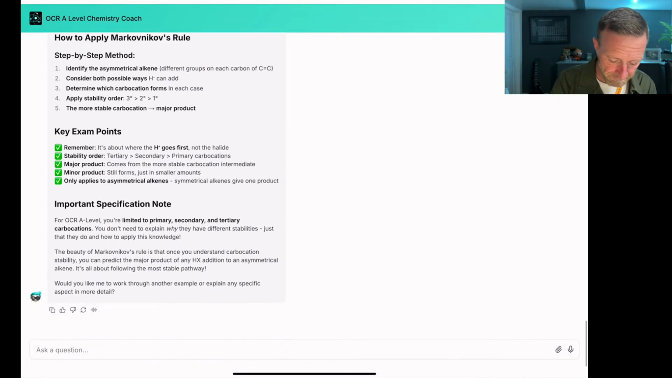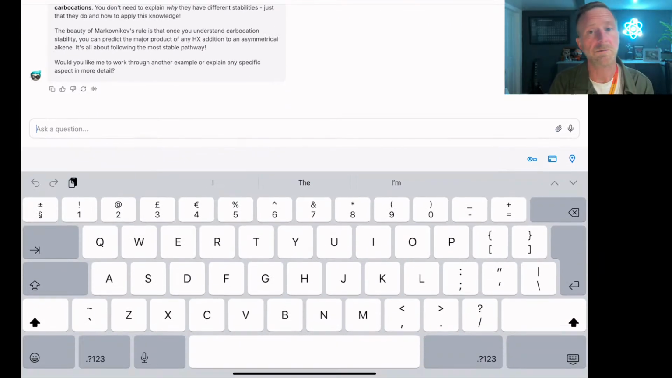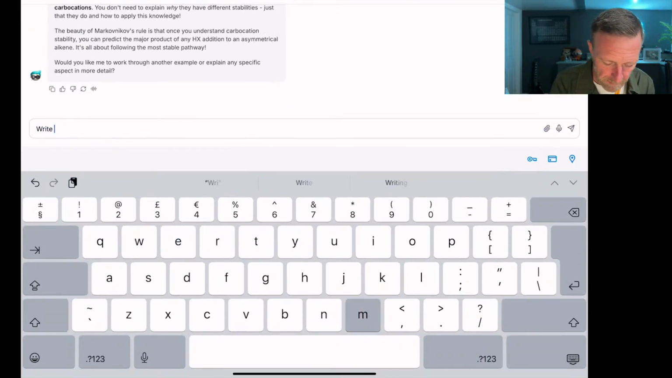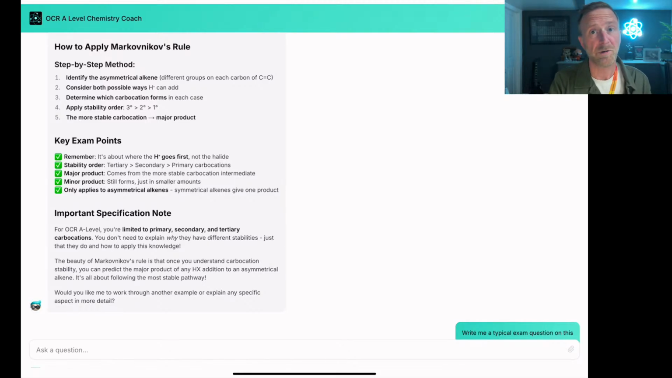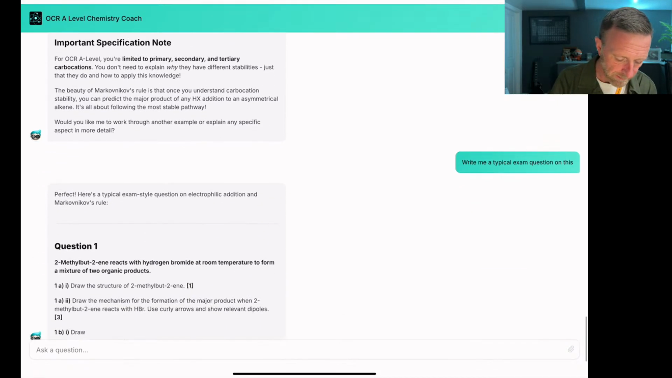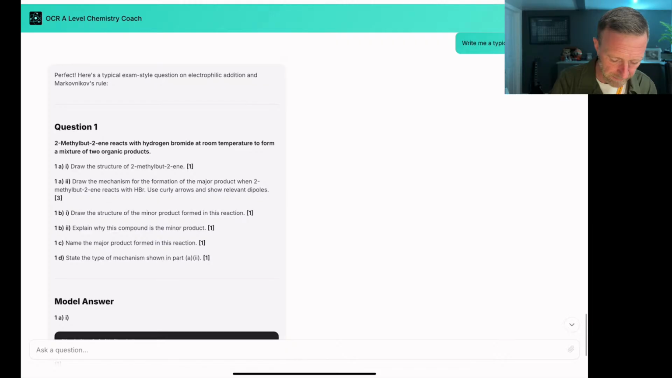So let's say I want some questions on this. Okay, so write me a typical exam question on this. Let's go. So again, what it's doing is, because it knows the spec inside out, it knows the scope of the spec, then of course it knows previous exam questions that have been asked as well. So again, what it's doing, it's thinking, there you go. So we've got a multi-layered question there, just like an exam question.